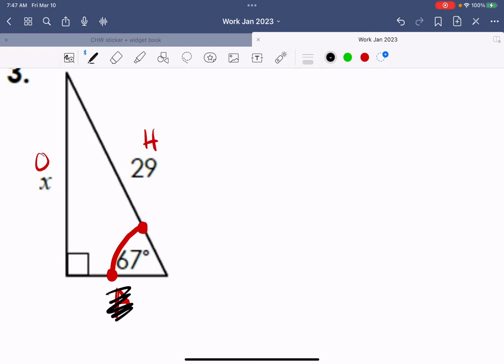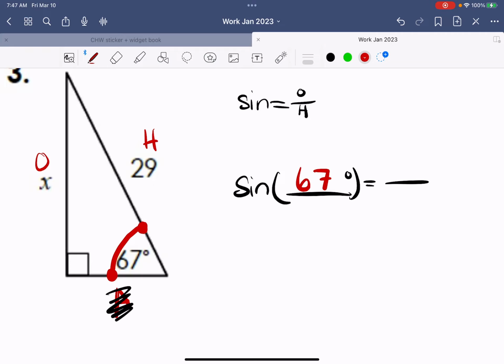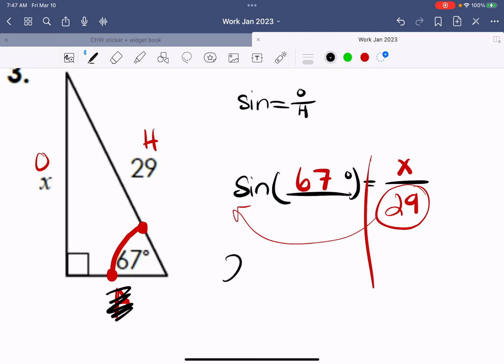Because we scribbled out the A, it means we have to use sin. Sin is the one that has O and H. So we're going to do sin, degree, equals the O and the H. So the degree is 67 degrees, the one with the little circle. And then the O would be X and the H would be 29. So again, you grab the number and you move it to the front on this one also. 29 sin 67. And you type that into your calculator, and that's what would give you your answer.